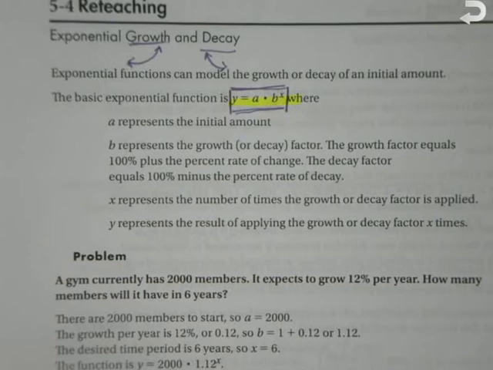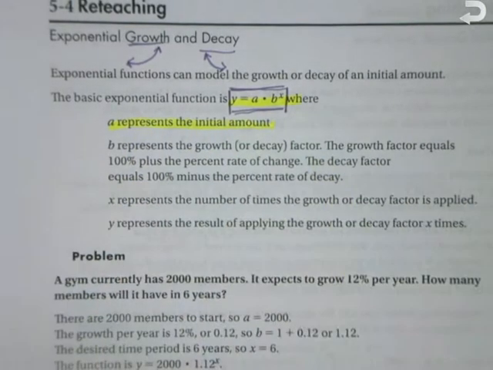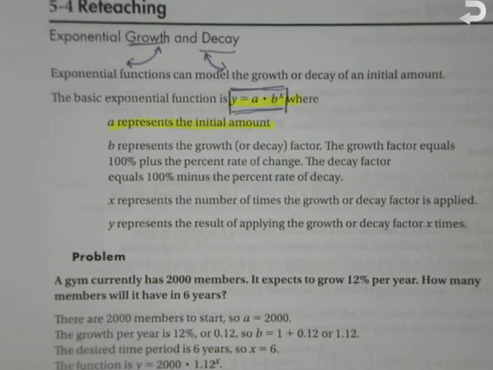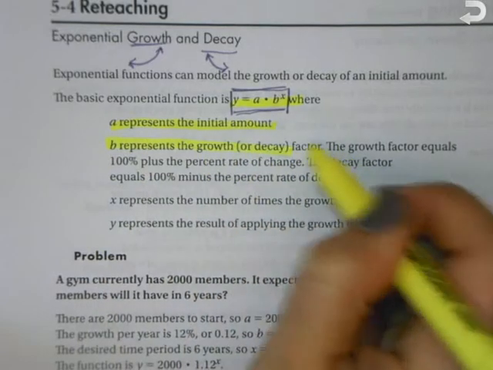A, b, and x always stand for the exact same thing, just depending on the problem, depends on what we plug in. A represents the initial amount, so highlight that for me. Initial amount is the amount that we start with. B represents the growth or decay factor, which we've been doing already.